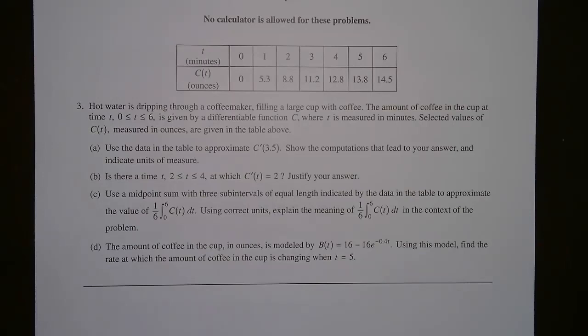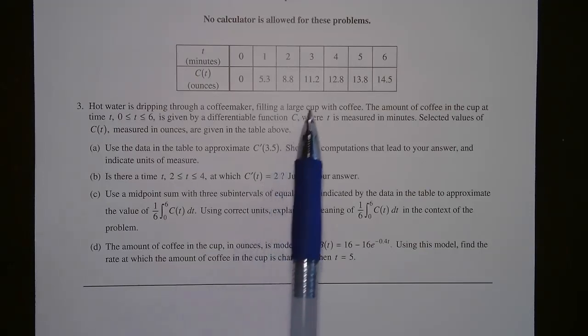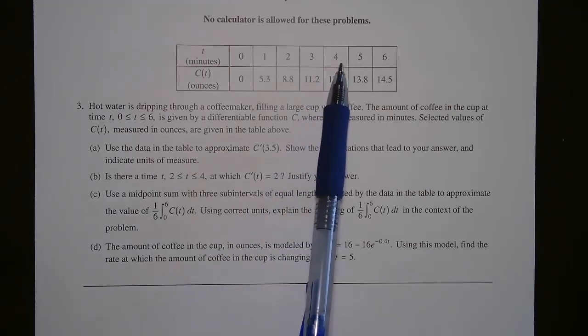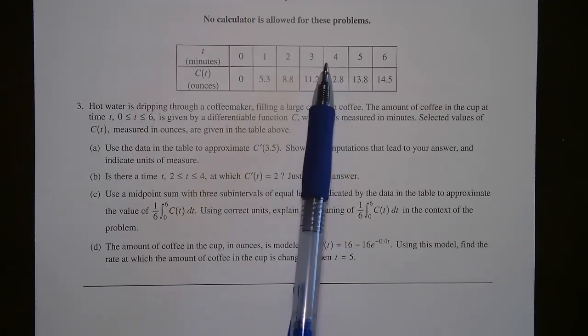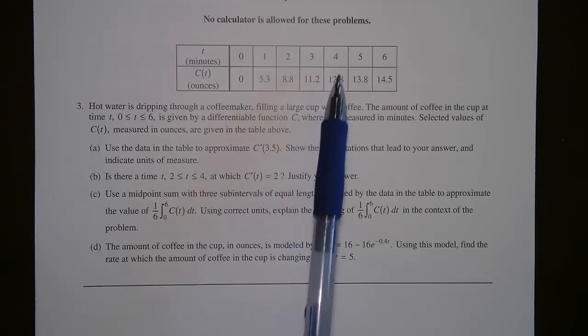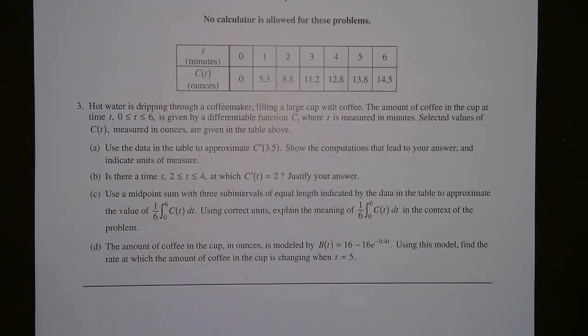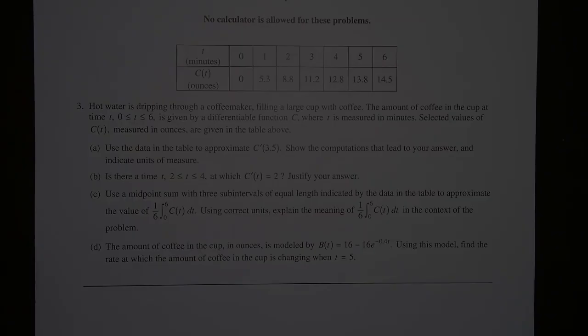Selected values are given in the table. So part A, use the data in the table to approximate c prime of 3.5. Show the computations that lead to your answer and indicate units of measure. So c prime of 3.5. We don't have 3.5. We have 3 and 4, right? So we're going to use those two values, 3 and 4, to figure out an approximation of c prime of 3.5. So we'll go to our paper and we'll do that now.